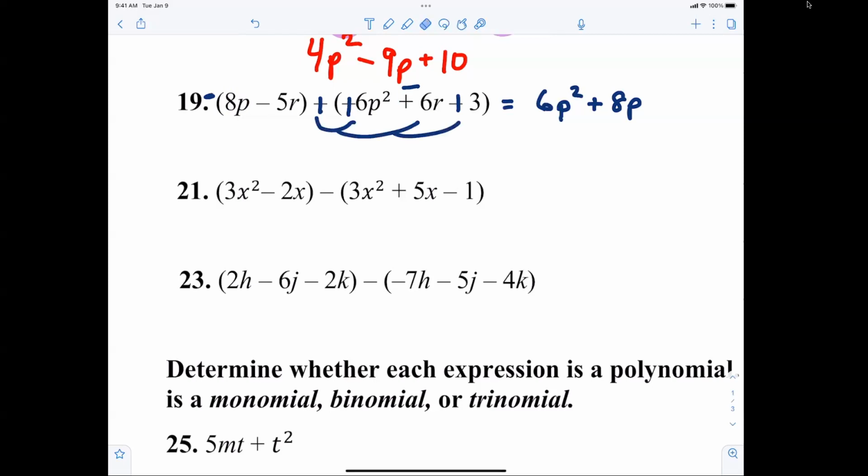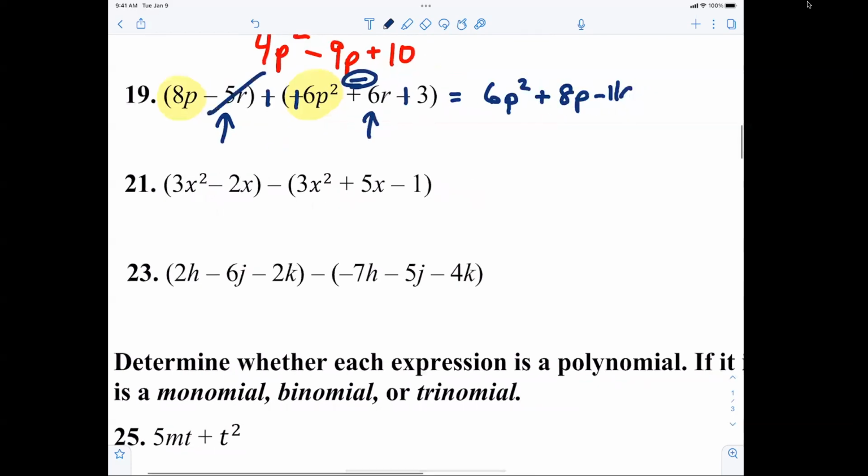Now you're combining terms. All right. We did the 6p squared. And then we did the 8p. Now I'm interested in the r's. Oh, 1r. So how much is this, Luca? -5r. And what's this? 6r. Nope. Oh. So -1r. Good. And then what? Plus 3. That's all there is to it.